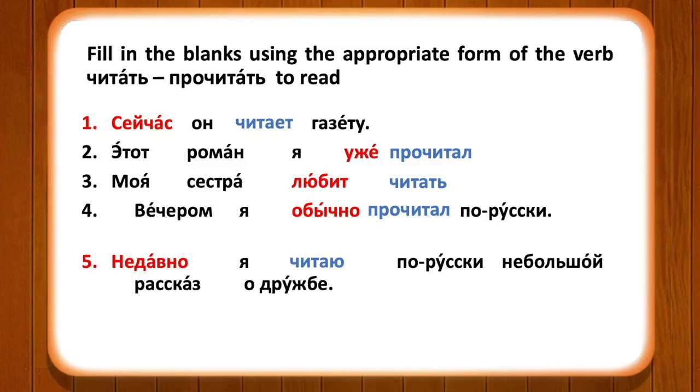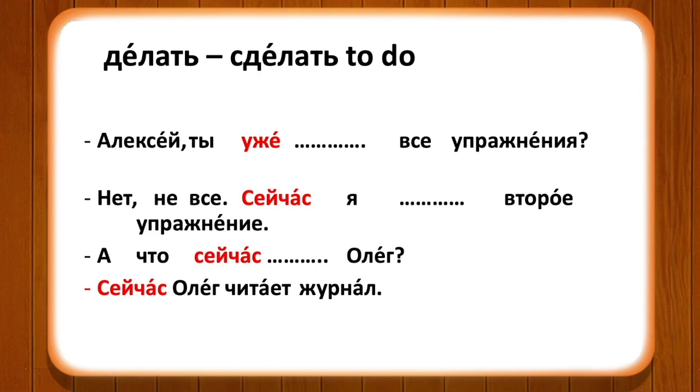Недавно indicates completion of an action, and to denote completion of an action we use the perfective aspect in past tense because the action has already taken place. So недавно я прочитал по-русски небольшой рассказ о дружбе. In the next few sentences, let us try to use the verbs делать, сделать. Делать and сделать mean to do. Делать is the imperfective verb and сделать is the perfective form. Let us see in which sentence which particular verb can be used.